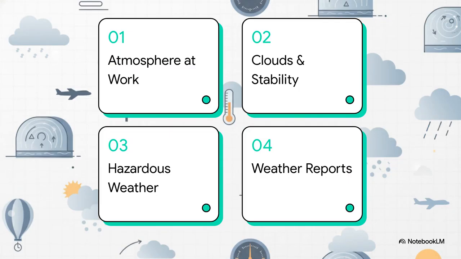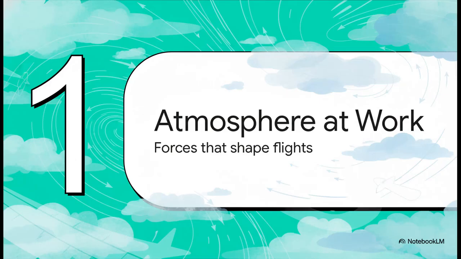Okay, so here's our flight plan. First, we'll get into how our atmosphere works. Then we'll look at clouds and stability, how weather actually happens. After that, the really important bit, hazardous weather. And finally, we'll get hands-on with decoding the weather reports you'll be looking at on every single flight. All right, let's get right into it.